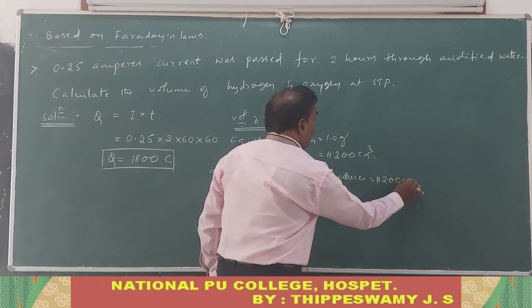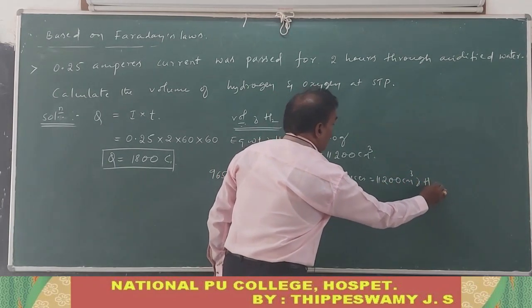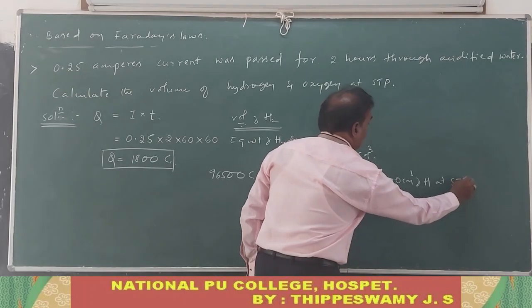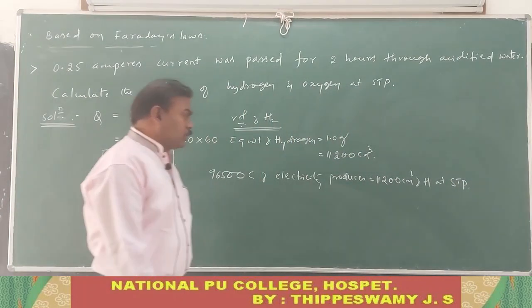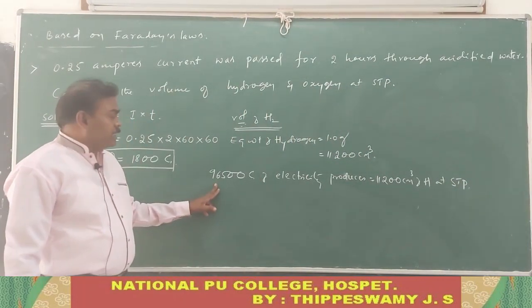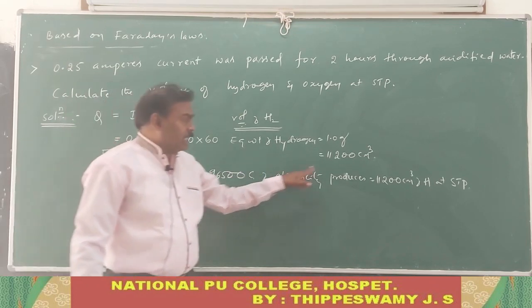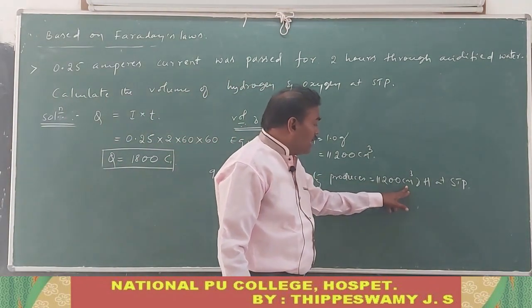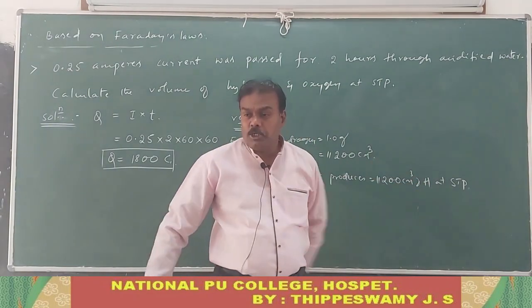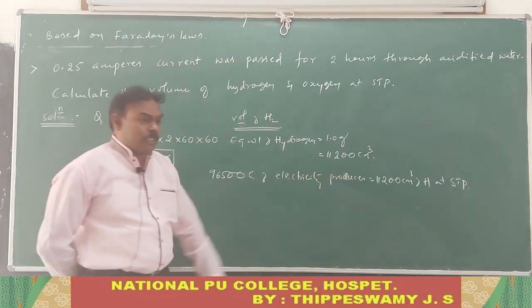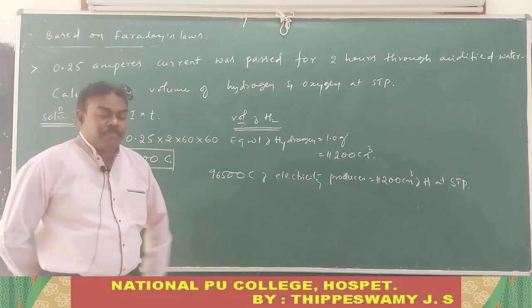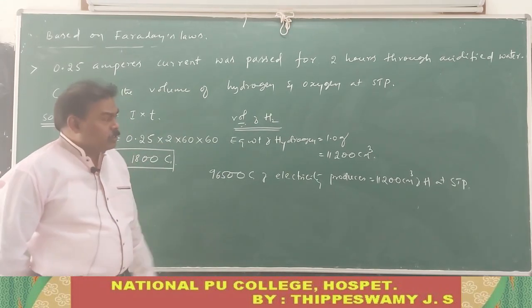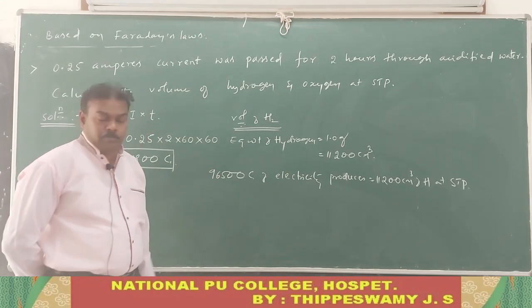96,500 coulomb of electricity produces how much hydrogen? 11,200 cm cube of hydrogen at STP. This is what we should know; it is one of the conventional factors only. So basically we have to understand this concept.